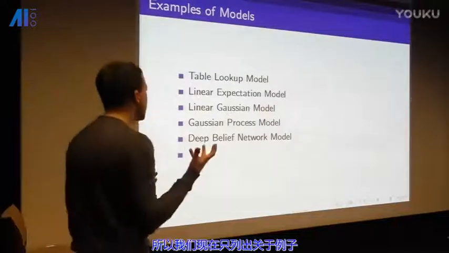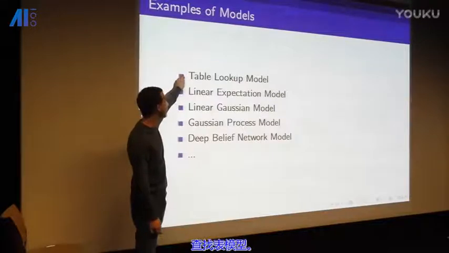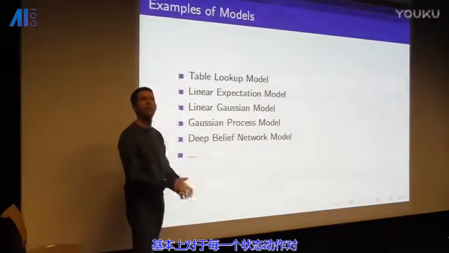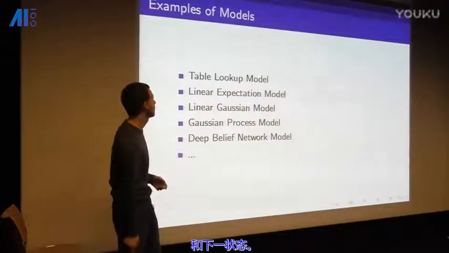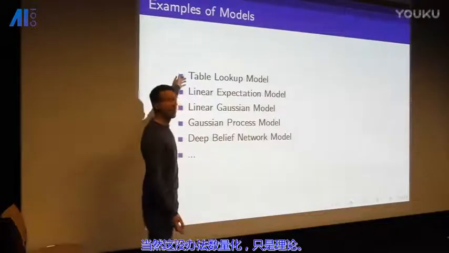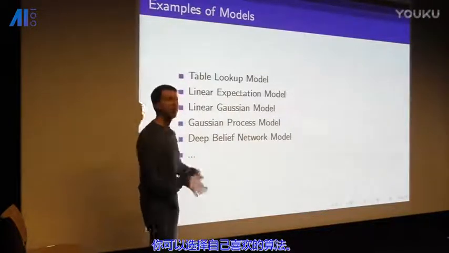So let's make this concrete by thinking about examples. I will talk about the simplest possible case in the coming slides, which is the table lookup model, where for every state action pair we estimate the reward and the next state separately. In general, of course, this doesn't scale, and it's usually a bad idea. So you can pick your favorite approach.